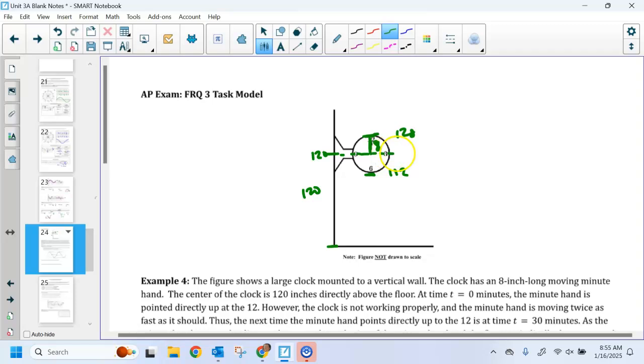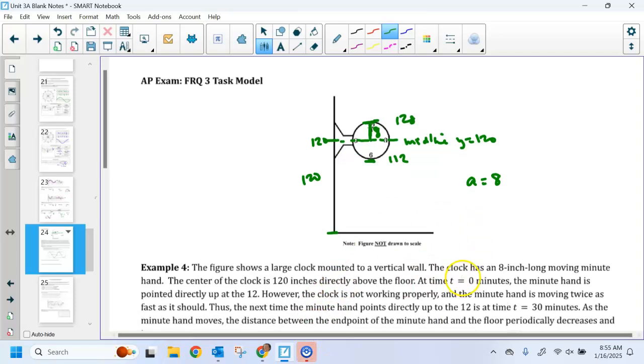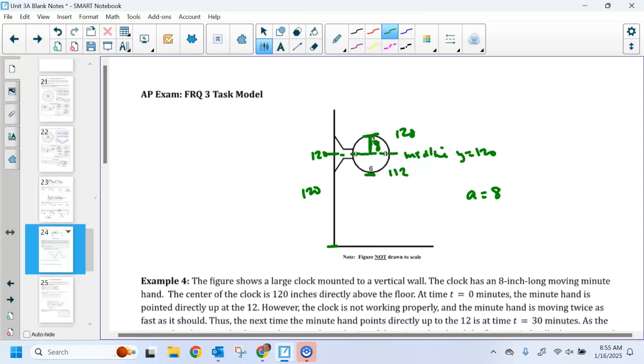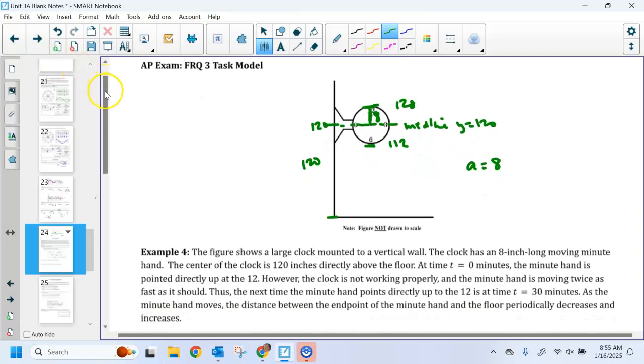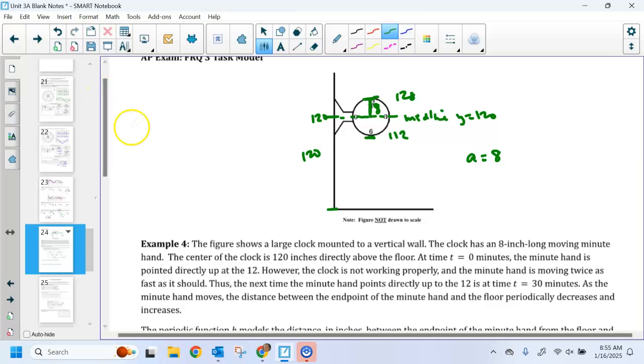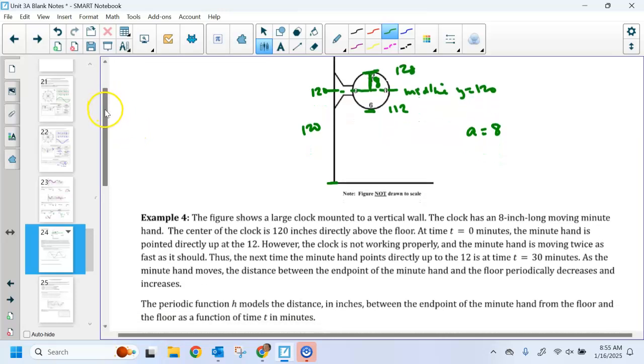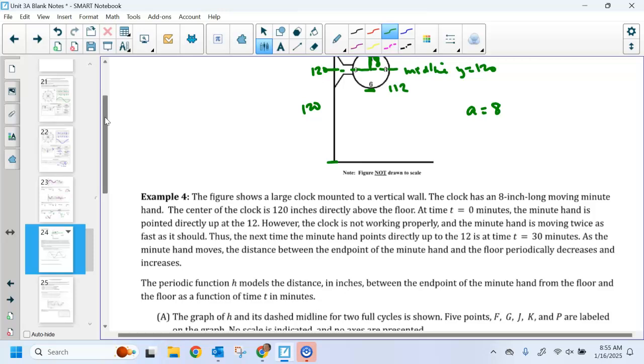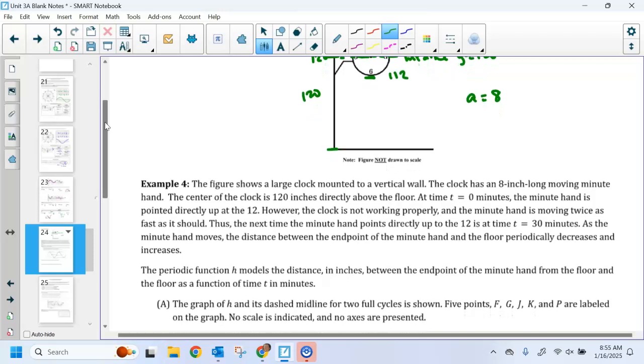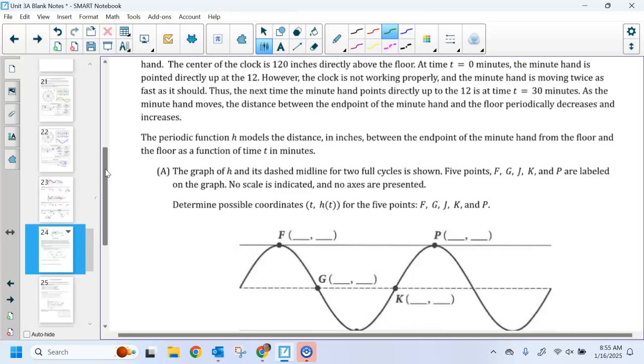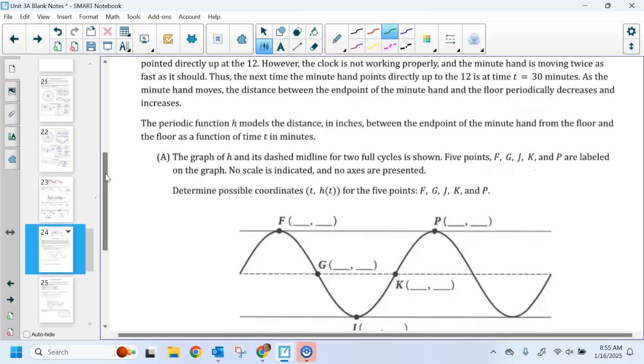That means our midline, we can now put a name on it. The midline is y equals 120. You should also notice that the amplitude then is 8, that is the length of the minute hand. So remember that this clock is not working properly, and we have a situation where it runs through a full cycle in only 30 minutes. So if you recall, that means that the period is 30 minutes, which would mean the frequency is 1 over 30.